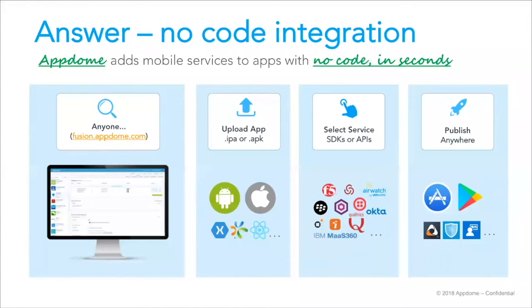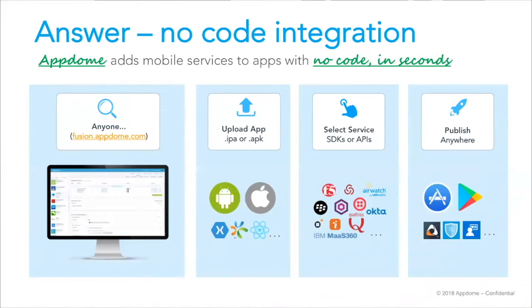So what Appdome has created is the ability to integrate the services needed for the modern enterprise into applications without anybody writing a line of code. Today, we offer a platform where anybody can come to. It's located at fusion.appdome.com. You can upload an app built in any environment on the planet.